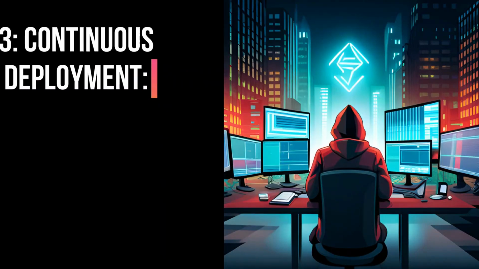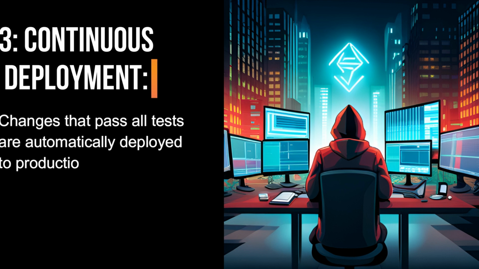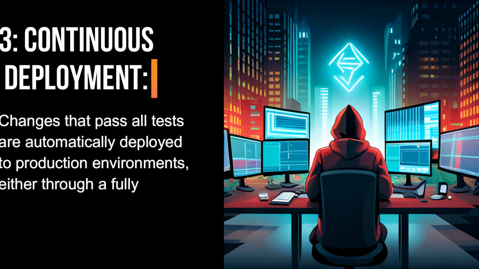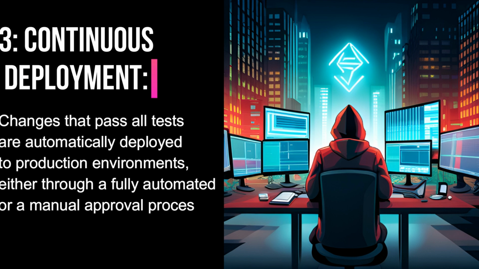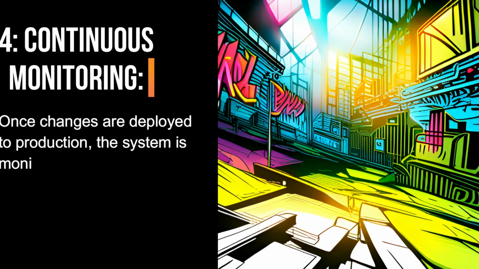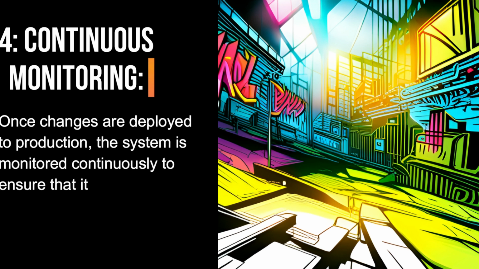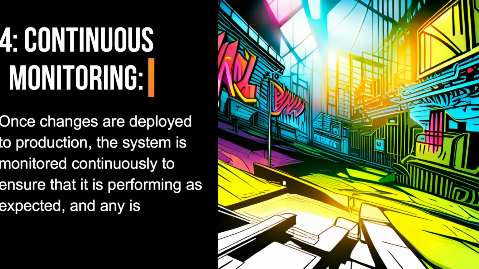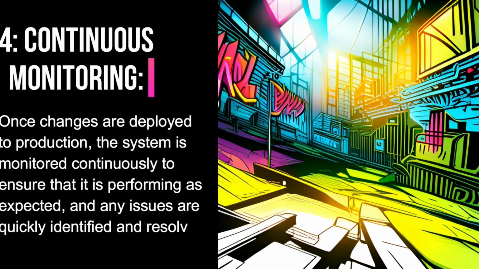3. Continuous deployment. Changes that pass all tests are automatically deployed to production environments, either through a fully automated or a manual approval process. 4. Continuous monitoring. Once changes are deployed to production, the system is monitored continuously to ensure that it is performing as expected, and any issues are quickly identified and resolved.